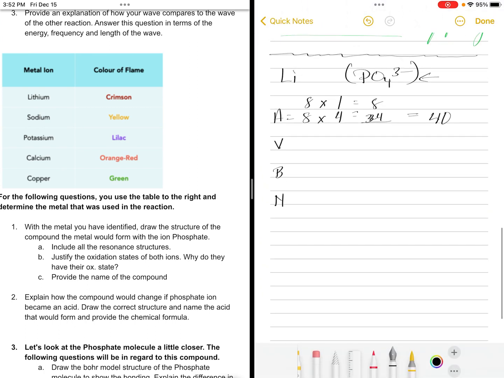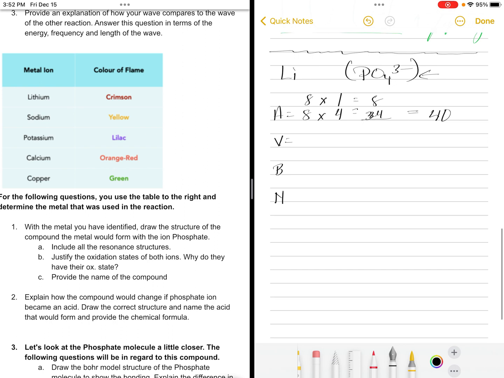Okay, 40 spaces available. Valence electrons. Let's go ahead and do our valence electrons. Valence electrons for phosphorus are going to be 5. Valence electrons for oxygen are going to be 6. There's 1, there's 4. 5, 6 times 4 is 24. That's going to give me a total of 29.